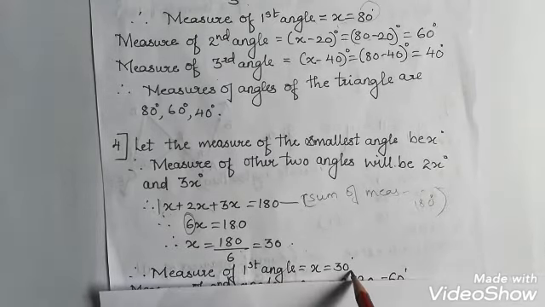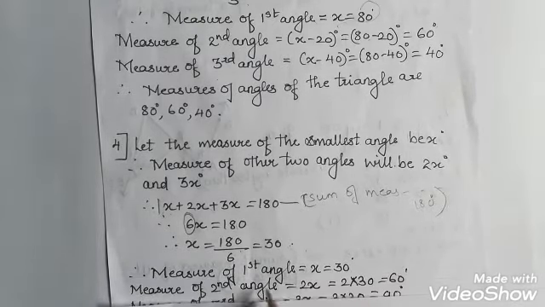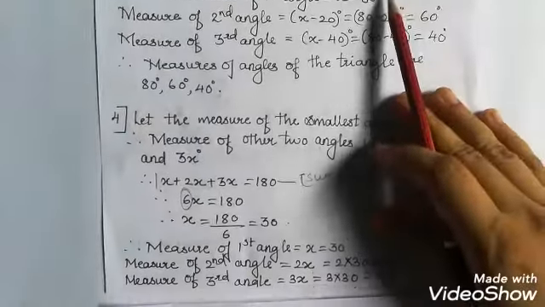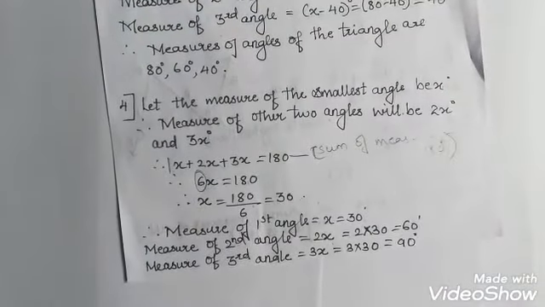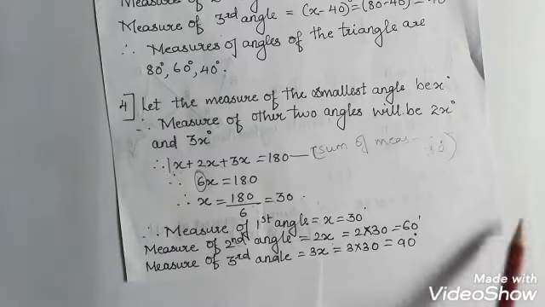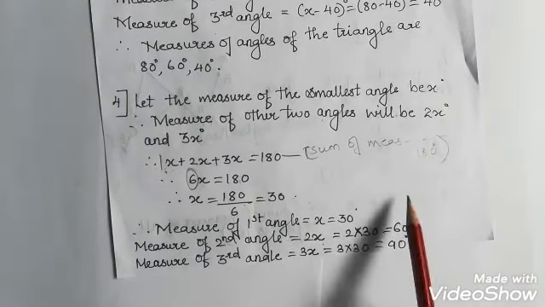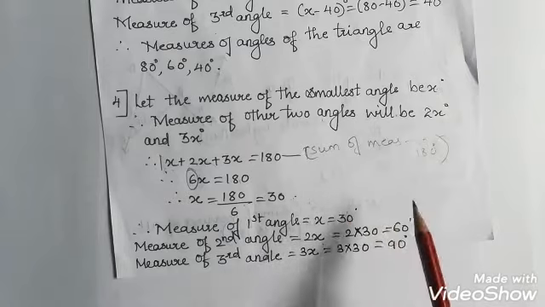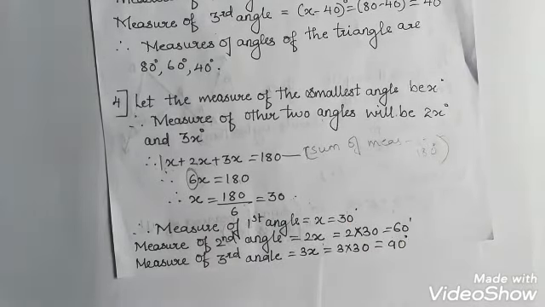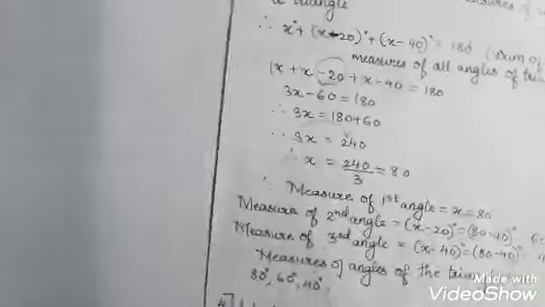That is the measure of the first angle. Now the measure of the second angle is 2x, that is 2 into 30, which is equal to 60. And the measure of the third angle is 3x, which is 3 into 30, which is equal to 90. So you are going to write the final answer over here. Therefore, the measures of the angles of the triangle are 30 degrees, 60 degrees and 90 degrees. Okay. Now let us see the next sum, the fifth question.